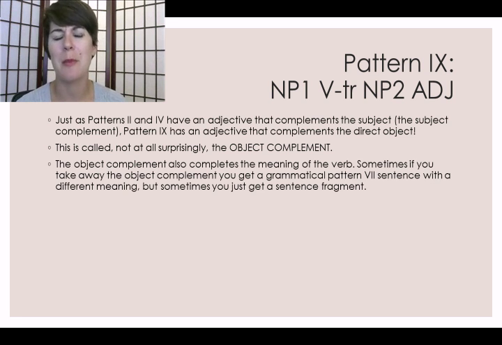The object complement frequently completes the meaning of the verb also. If you take the object complement away, sometimes you get a grammatical pattern 7 sentence that means something different. Sometimes you just get a sentence fragment. So I'll give you some examples of this in a moment.